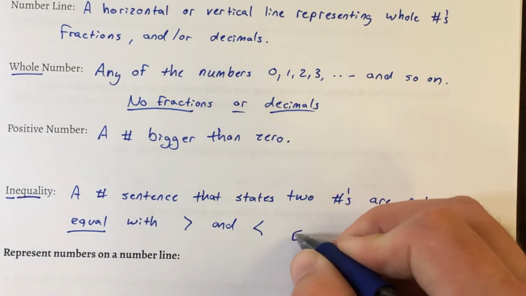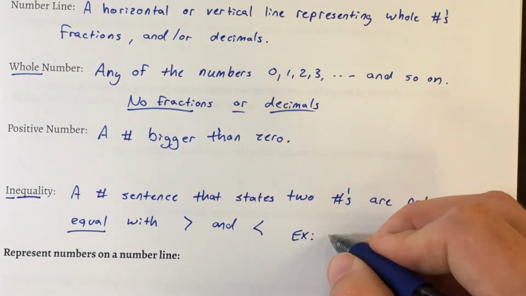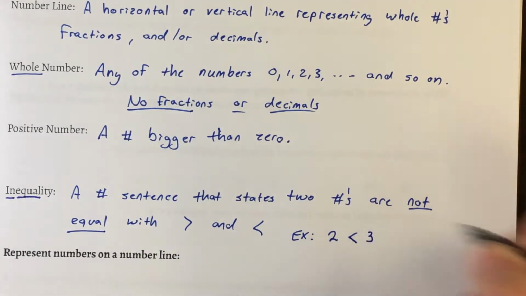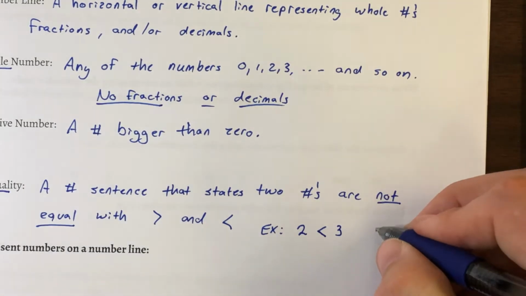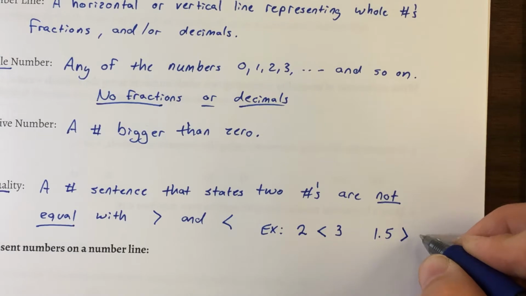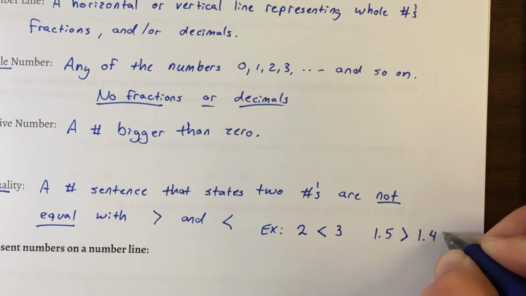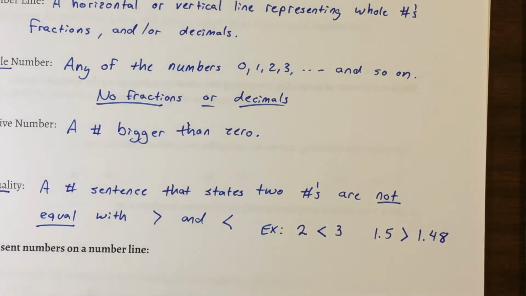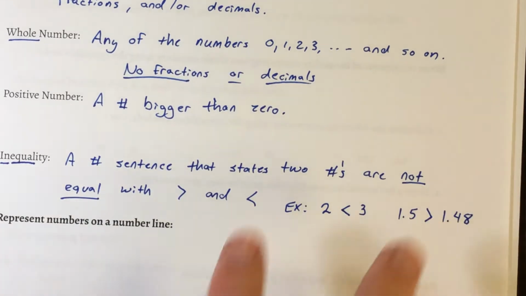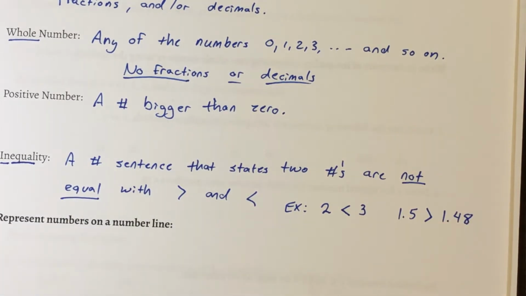So 2 quick examples. I could state 2 is less than 3. Or I could say 1 and 5/10 is greater than 1 and 48/100. So these are 2 examples of inequalities. Sentences that state 2 different numbers are not equal. Okay, our focus on this lesson, besides inequalities, is going to be representing numbers on a number line.